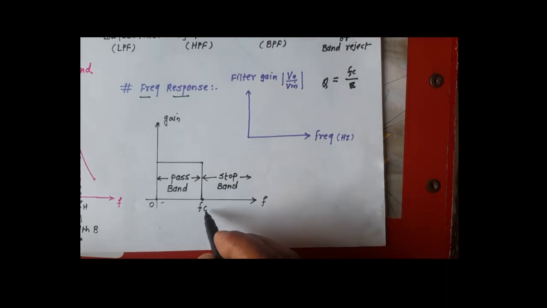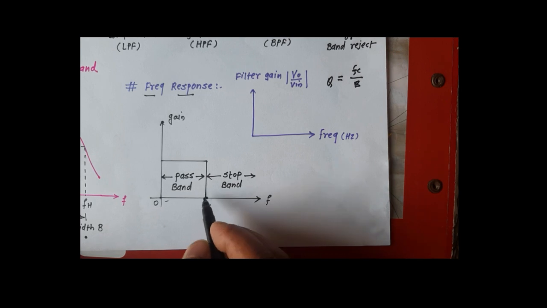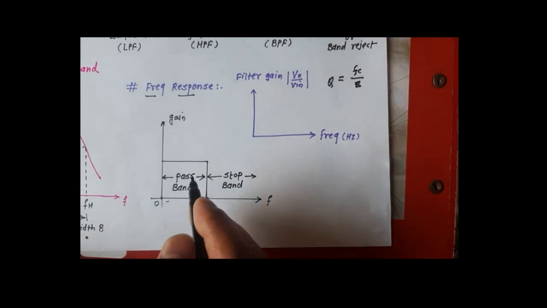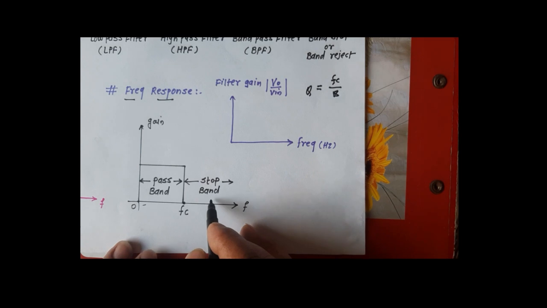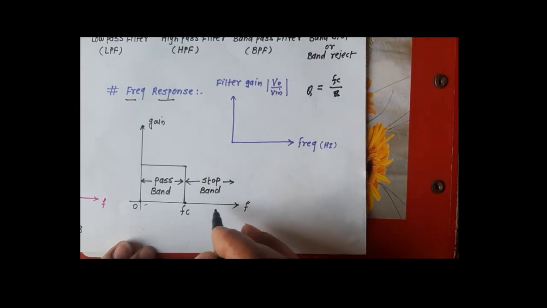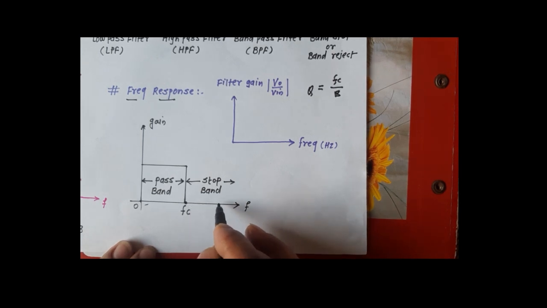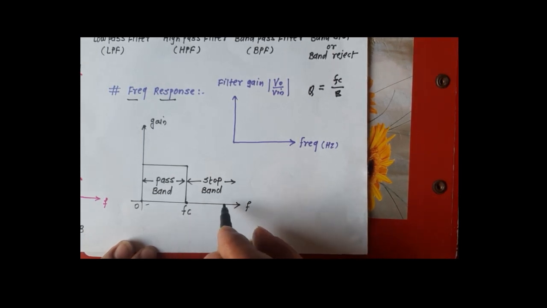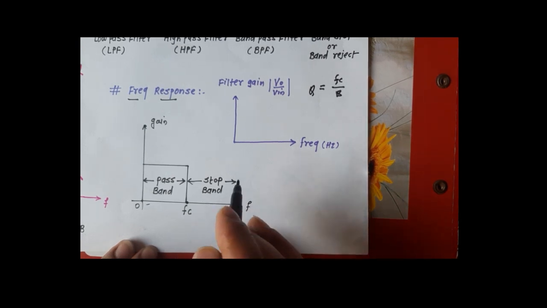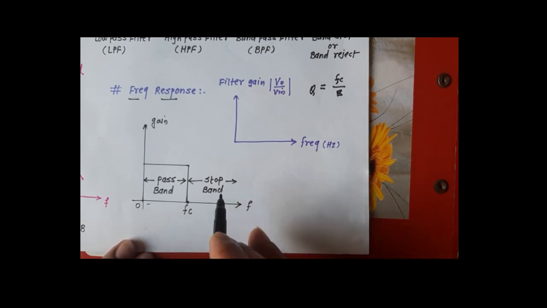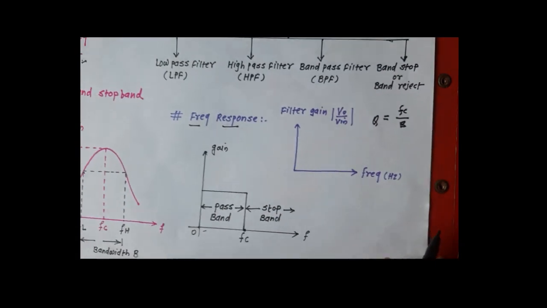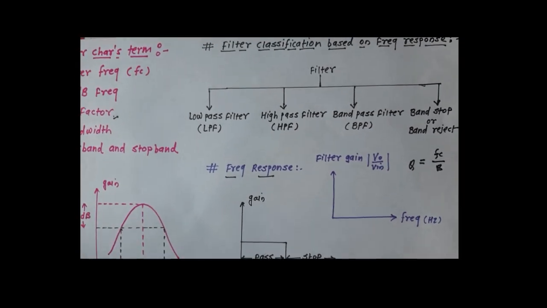So this is FC, the center frequency. The frequencies below this FC get passed to the output and the remaining frequencies get blocked or attenuated. The stop band is also a range of frequencies above this FC. This range of frequencies, which are not allowed to pass to the output by the filter, is called the stop band. So these are the few points which we have covered in this section.